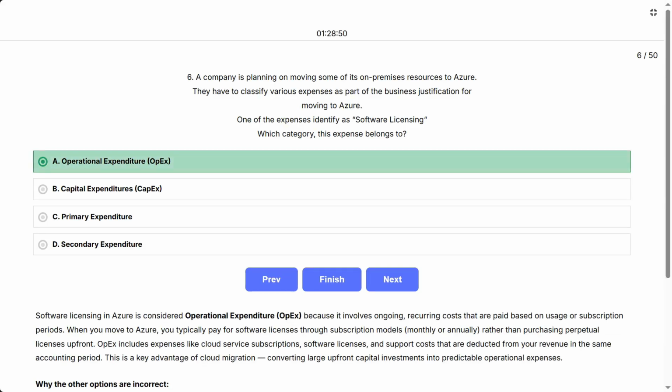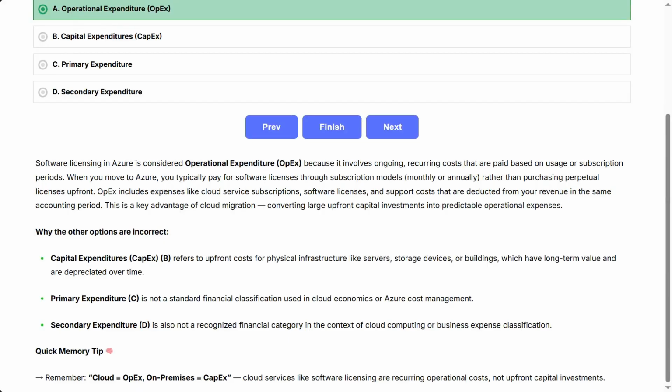Software licensing in Azure is considered operational expenditure, OpEx, because it involves ongoing, recurring costs that are paid based on usage or subscription periods. When you move to Azure, you typically pay for software licenses through subscription models, monthly or annually, rather than purchasing perpetual licenses upfront. OpEx includes expenses like cloud service subscriptions, software licenses, and support costs that are deducted from your revenue in the same accounting period. This is a key advantage of cloud migration, converting large upfront capital investments into predictable operational expenses.